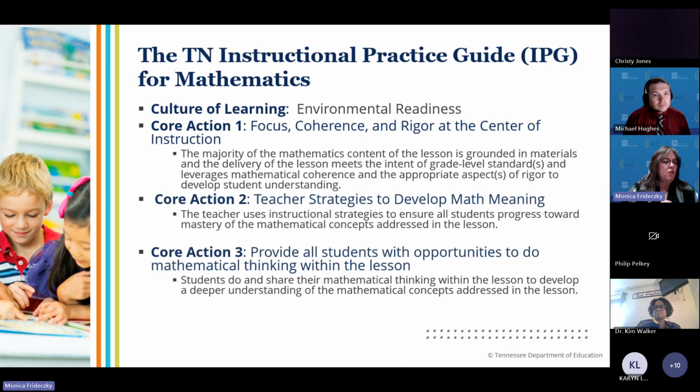So here's a brief, real quick snapshot overview of each of the components in the Math IPG. The very first one is the culture of learning. That's a really important one, and honestly, the rest of the IPG, the core actions 1, 2, and 3, should all be framed or grounded in it. I like the word grounded in the culture of learning.